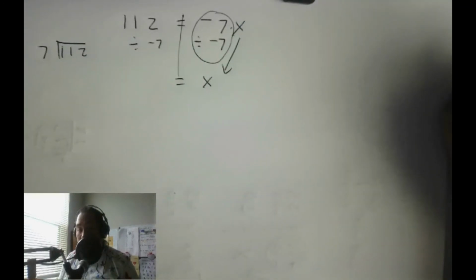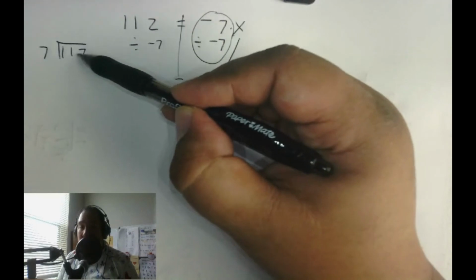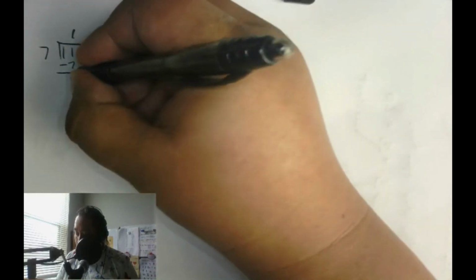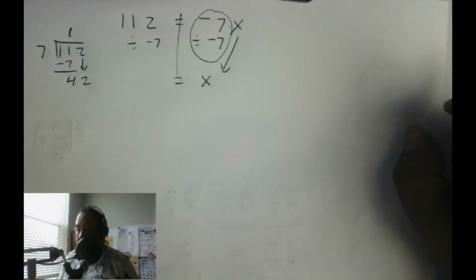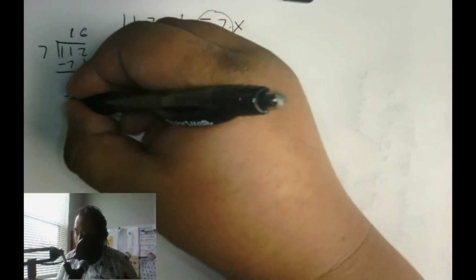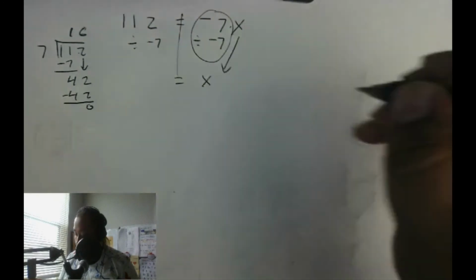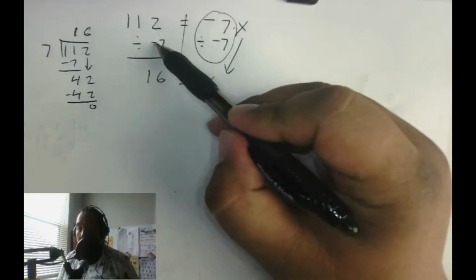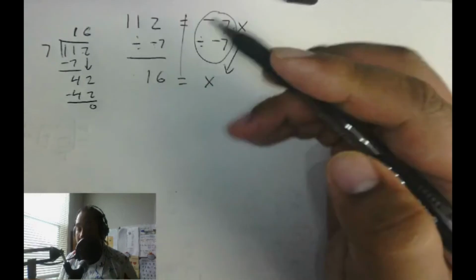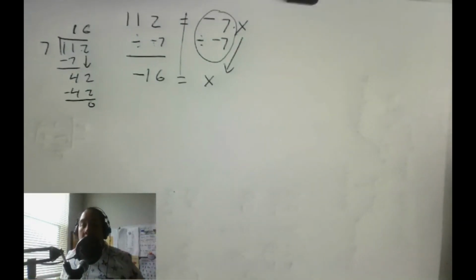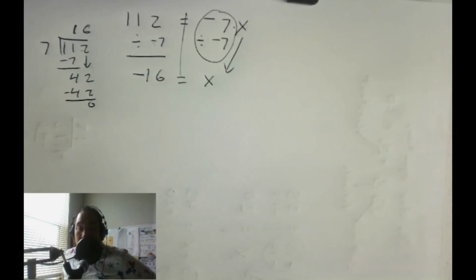So 112 divided by 7. When I make groups of 7, I cannot make a group of 7 out of 1. I can make one group of 7 out of 11. That's going to leave me with, subtract 7, 4. I bring down the 2. How many groups of 7 are in 42? There are 6 groups. So that means 112 divided by 7 is going to be 16. But remember, one of these is negative. So a positive divided by a negative is going to give me a negative answer. So it's a negative 16. Our last example, negative 16 is equal to x. So the variable x in this equation was equal to negative 16.